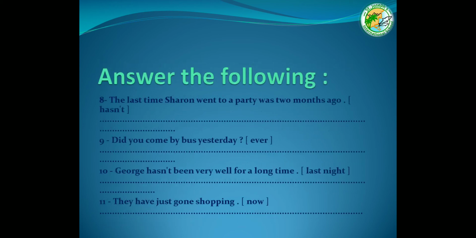Answer the following. The last time Sharon went to a party was 2 months ago. Use has not. Yes, he is asking you to use has not, the negative form of the present perfect. We will start with the subject. Where is the subject? The subject is Sharon. Sharon has not, or hasn't, gone to a party.